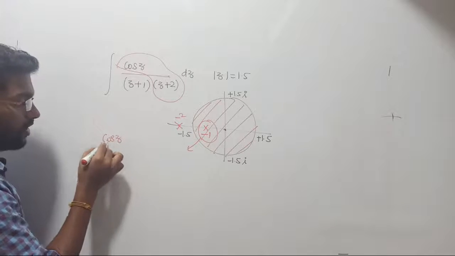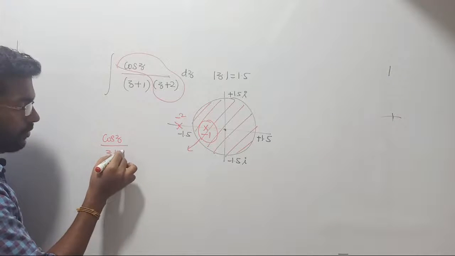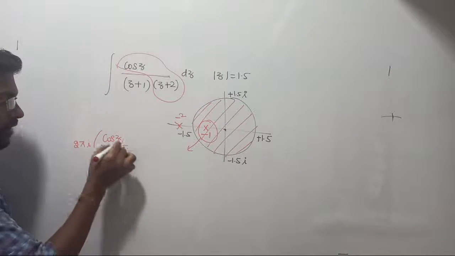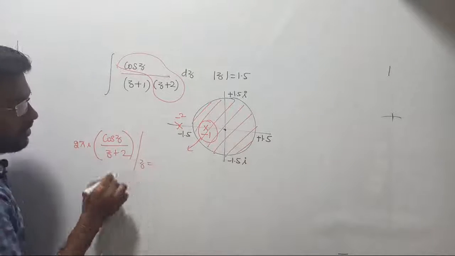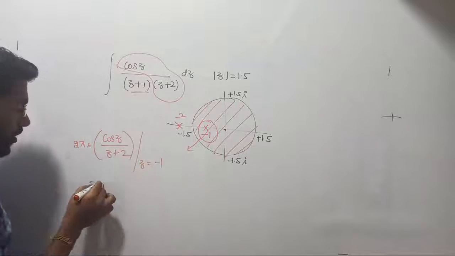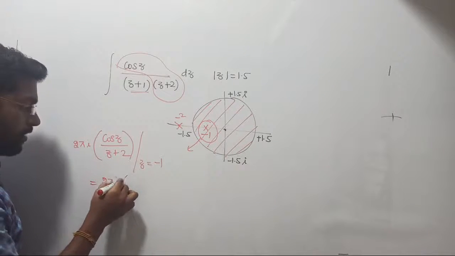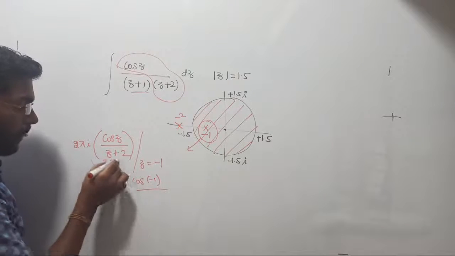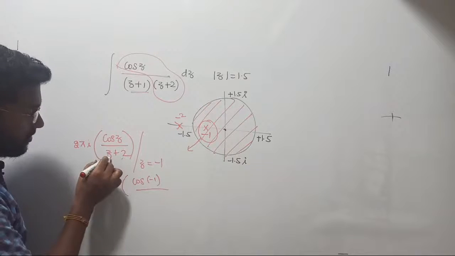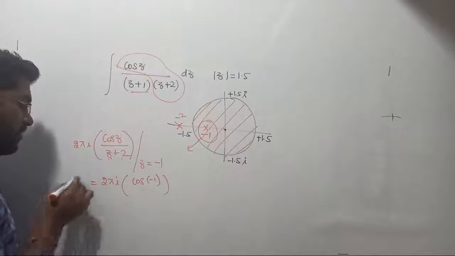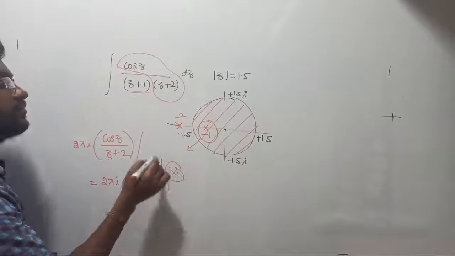Take the whole function outside z plus 2, and we have to multiply it by 2 pi i, where z equal to what? Which pole are you removing? Z plus 1, so z equal to minus 1. That is going to be the answer. That's all, it is finished. See how simply we are getting the answer. Cos of minus 1 divided by, putting z as minus 1, minus 1 plus 2 will become 1 only. That's all. That is how easily we are getting the answer.